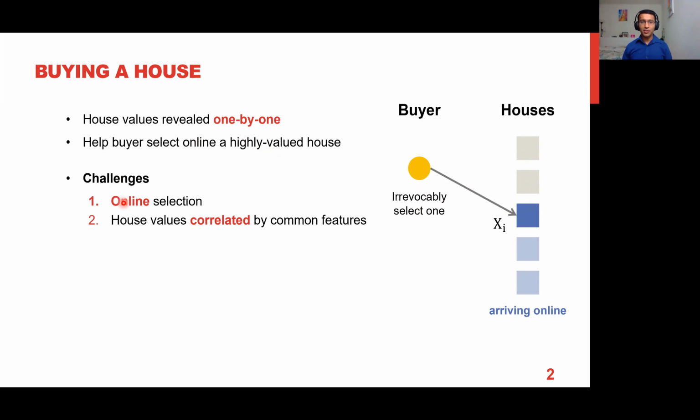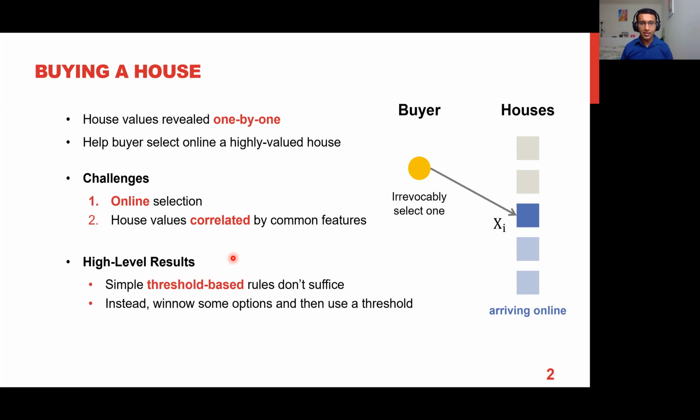The challenge comes because you want to select the highest value house. And because you don't know the values of the houses, it's difficult for you to decide the highest value. And these house values could also be correlated because of some common features, maybe because of their location or something else. Okay, so what are the high-level results of our work?